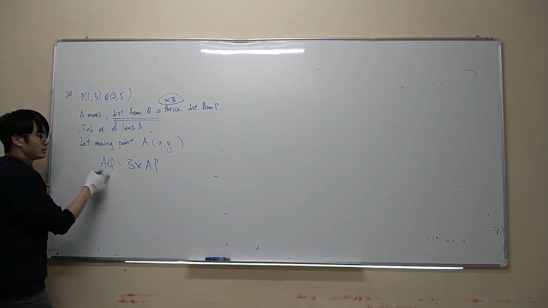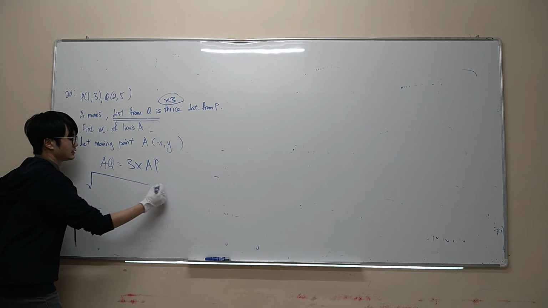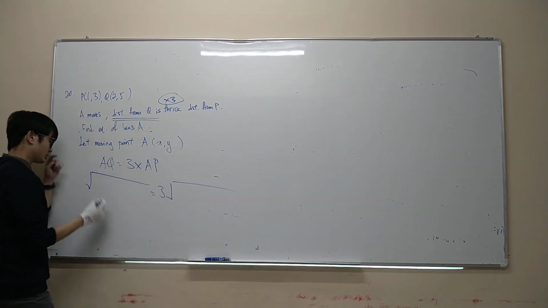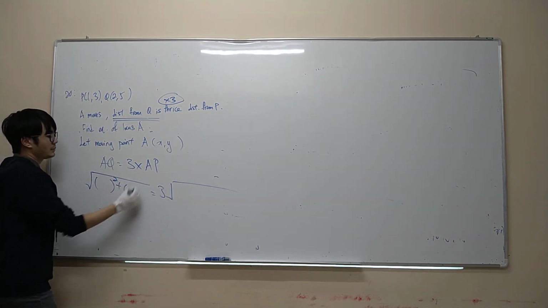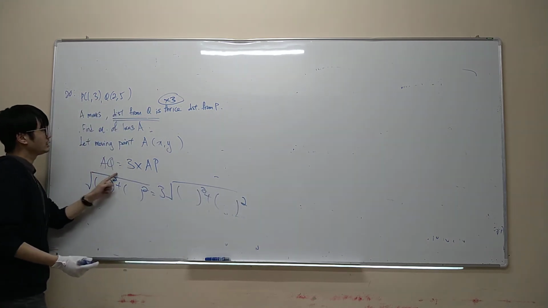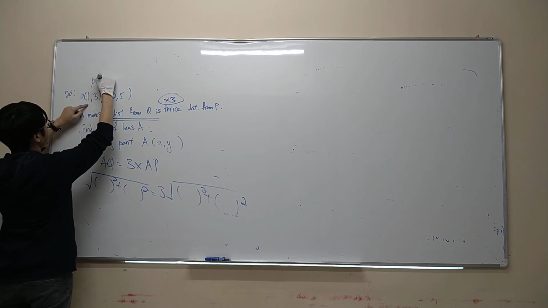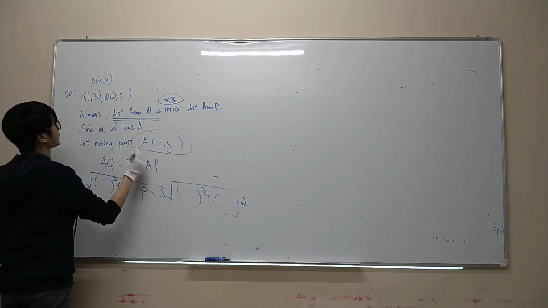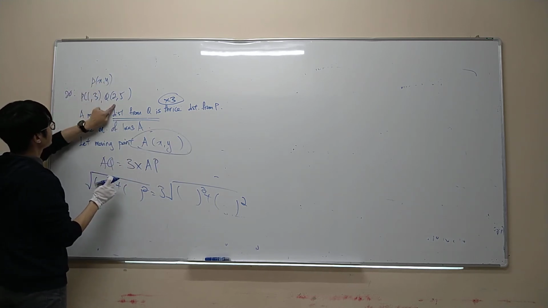So you need to use the distance formula here. What's the distance formula? Square root of (x minus x) squared plus (y minus y) squared. So here will be AQ. You know A is (x, y) already. So AQ: (x minus 2) squared, (y minus 5) squared.